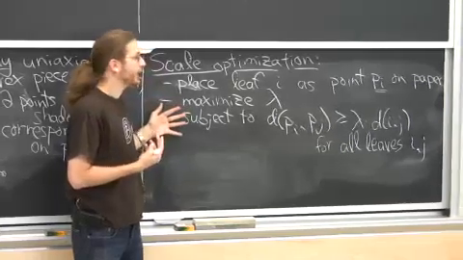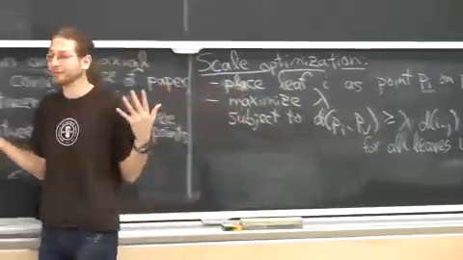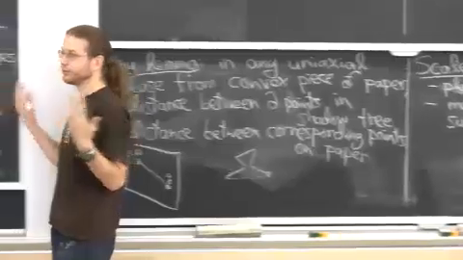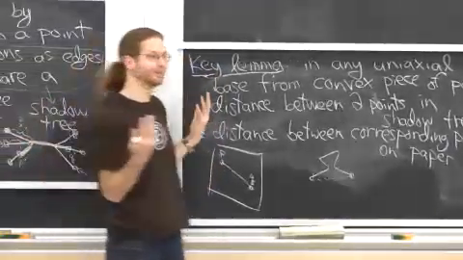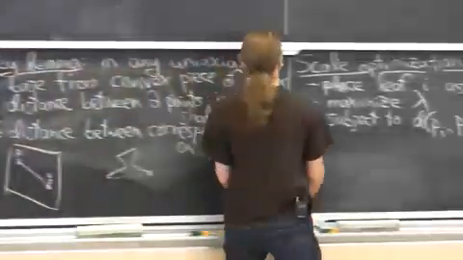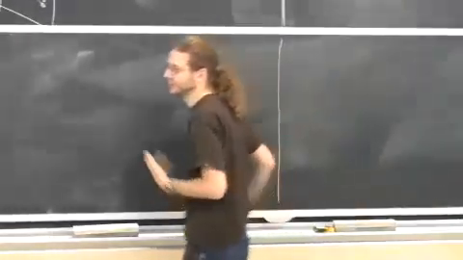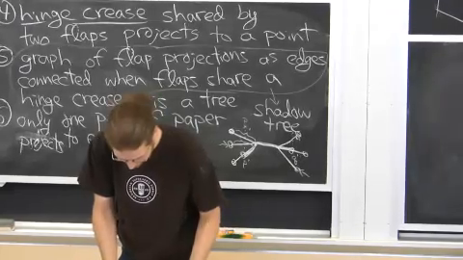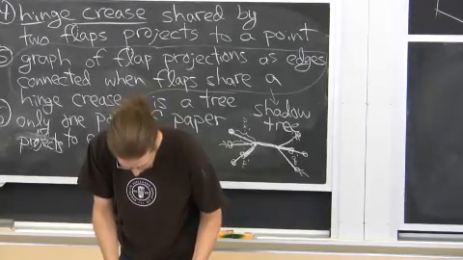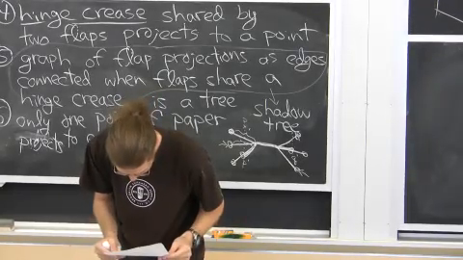So the idea is you solve that. Now you have your leaves on your piece of paper somewhere. Now what? Now you have to figure out how everything folds. That's where we get to some real combinatorial, some discrete geometry. Fun stuff. All right.